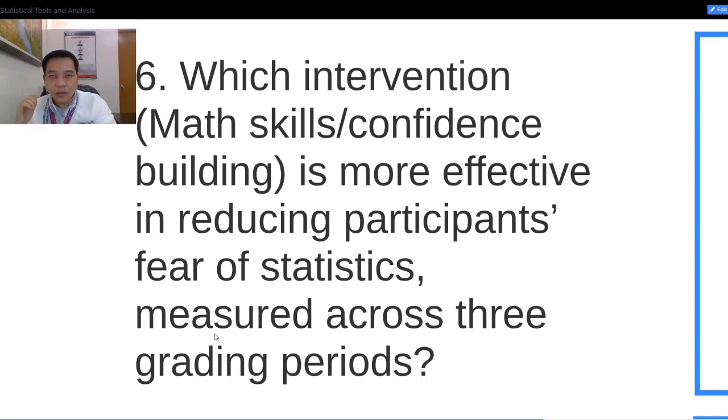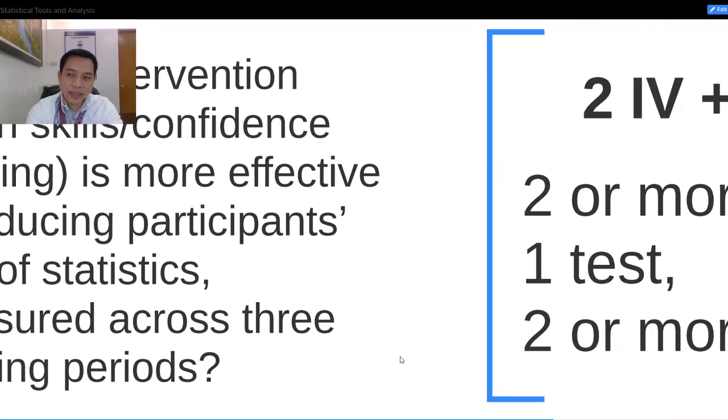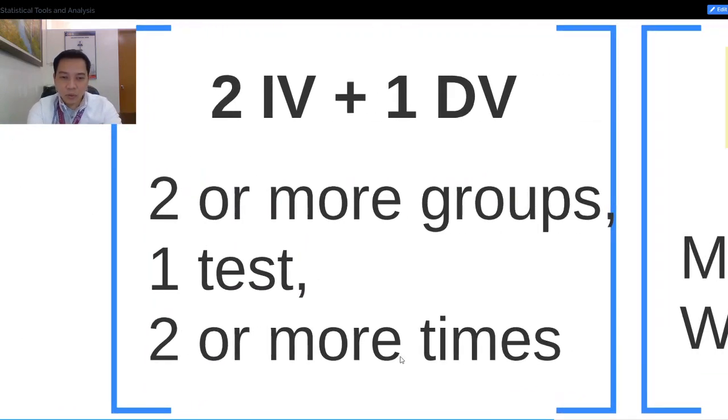And then lastly, how many times was the test given? As indicated in the last phrase, across three grading periods, it was given three times. So you have two groups, the math skills and confidence building. You have one test, the fear of statistics, and you have three times based on the grading period. So let's see the analysis. You have two or more groups, one test, two or more times.